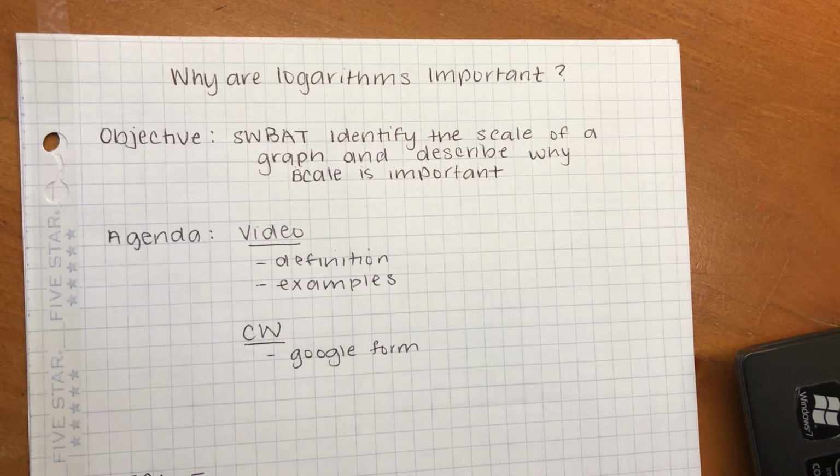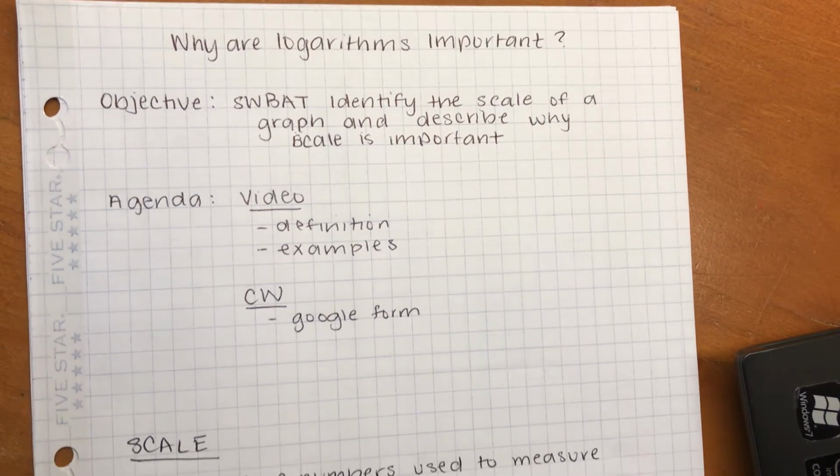So the objective today is that we're going to be able to identify the scale of a graph and describe why scale is important. So we have that distinction between a logarithmic scale and a linear scale. That's what we're going to talk about. We've got the video today, and then your classwork grade is going to be a Google form that's going to ask you to identify whether or not the scale is linear, exponential, or logarithmic, and why scale is important.